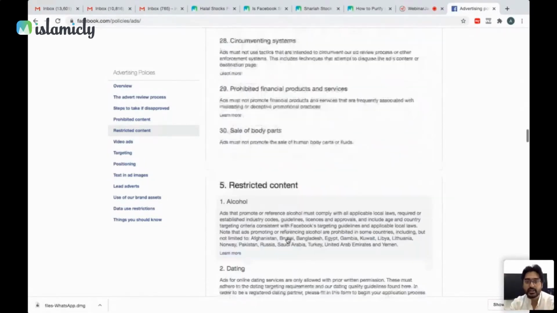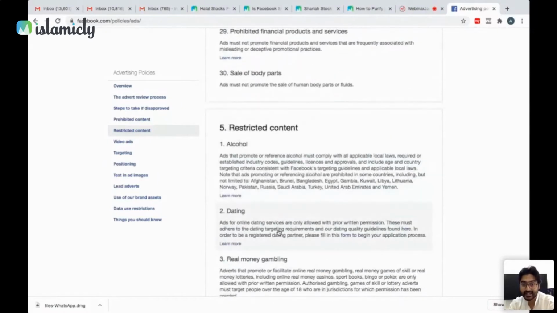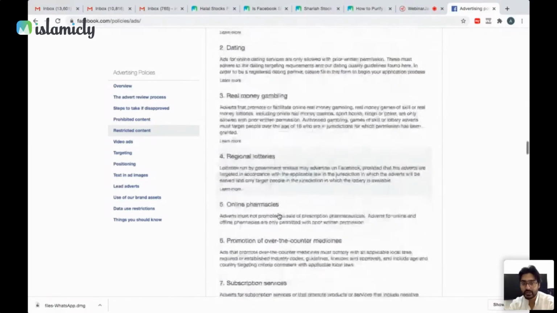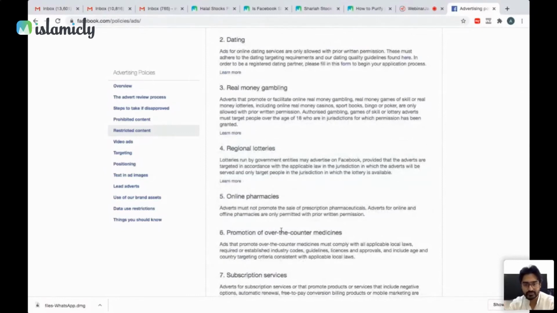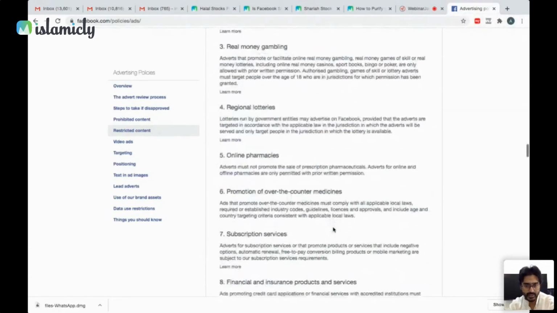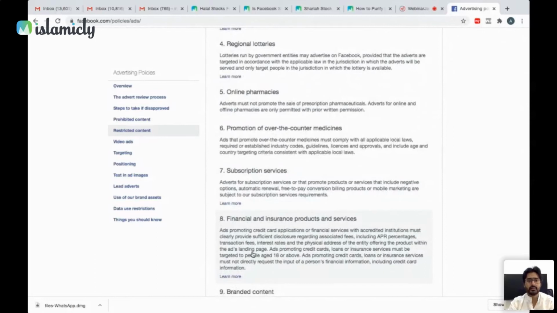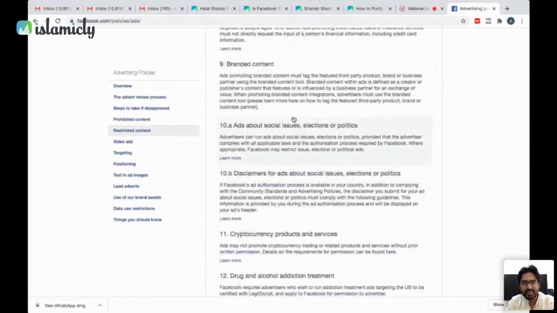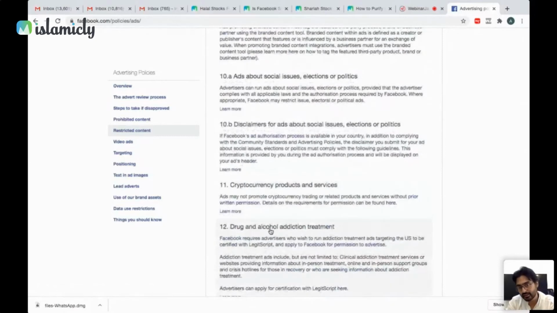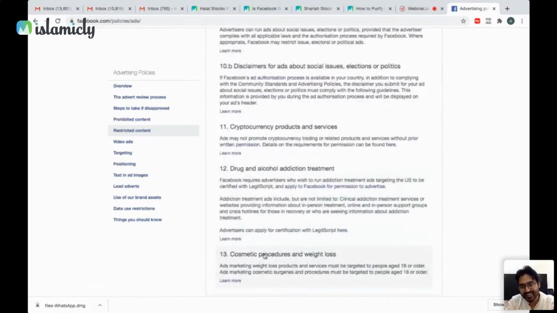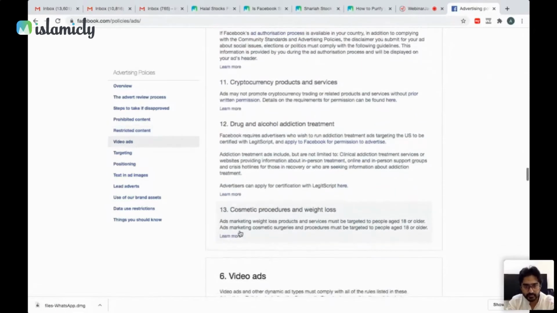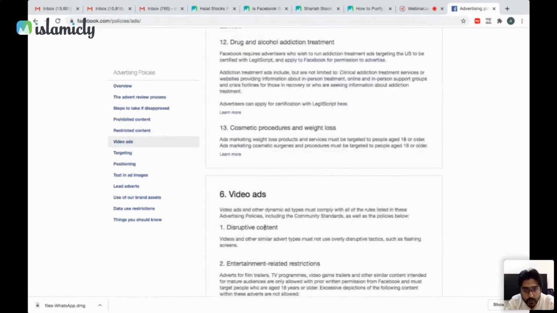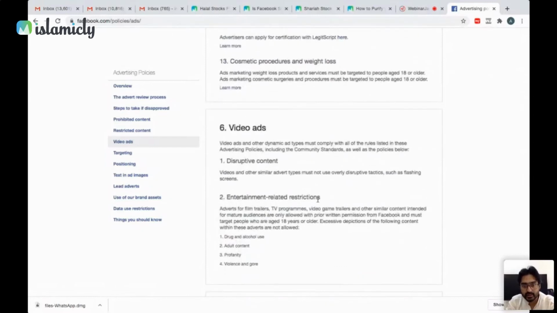In addition to this, alcohol advertisements not allowed, dating advertisements not allowed, gambling not allowed, lottery not allowed, pharmacies not allowed because of control between restricted drugs in the US. Financial and insurance products and services. All of these have a basic level of filtering over here. Drug and alcohol addiction treatments are not allowed as well, because they need to figure out whether it's legitimate or not and stuff like that. In their video ads, they also tell us that entertainment related restrictions, that is drug and alcohol use not allowed, adult content not allowed, profanity, violence and gore not allowed.